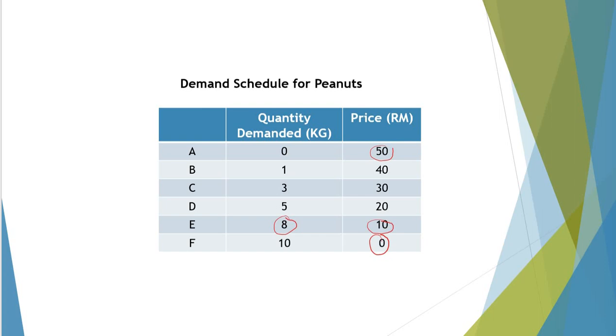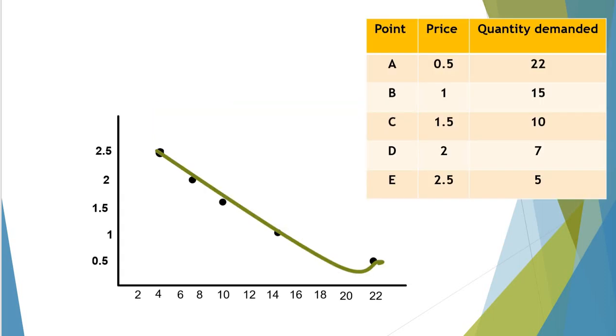Basically, in simple words, when the price of goods increases, demand will decrease. When the price of goods decreases, demand will increase. Okay. This is another example of the demand schedule along with the demand curves.